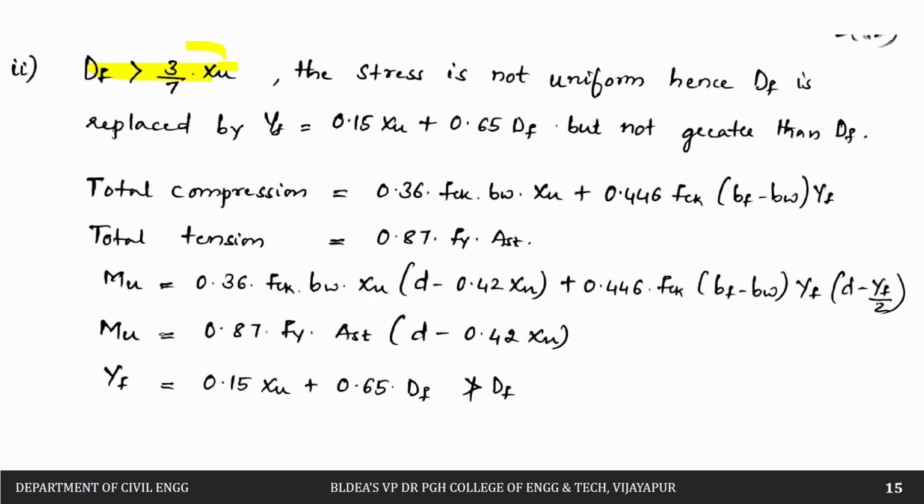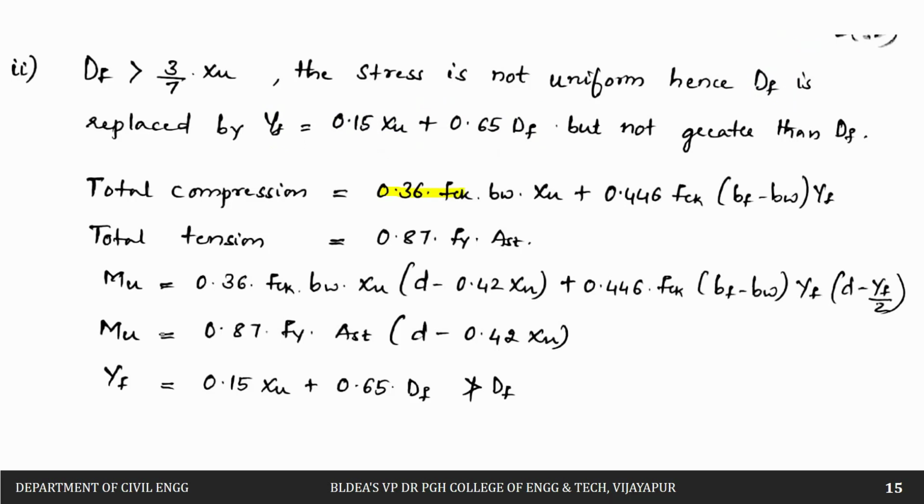When Df is greater than 3 by 7 of xu, the stress will not be uniform. Then instead of Df, it has to be replaced by yf, but it should not be greater than Df. How to calculate this yf? Instead of the Df value, we substitute yf. So yf will be equal to 0.15 xu plus 0.65 Df. In the previous equation, instead of Df, we substitute yf. Other things remain the same.